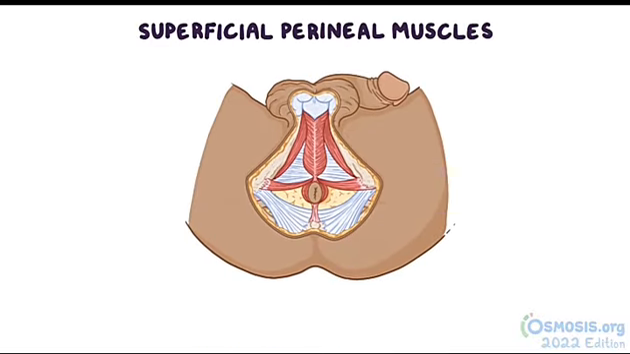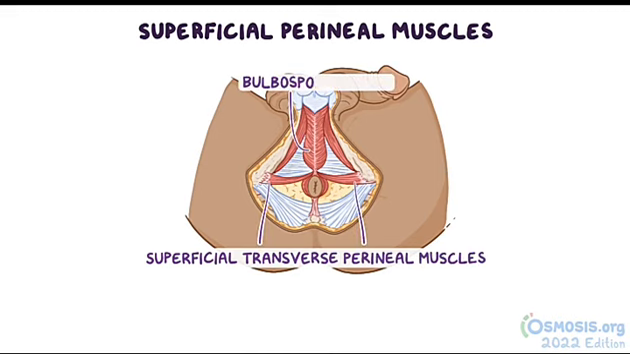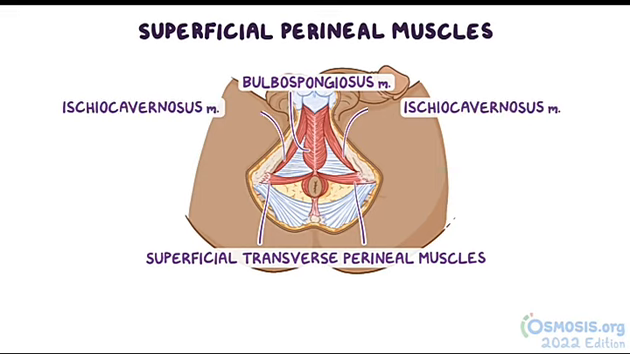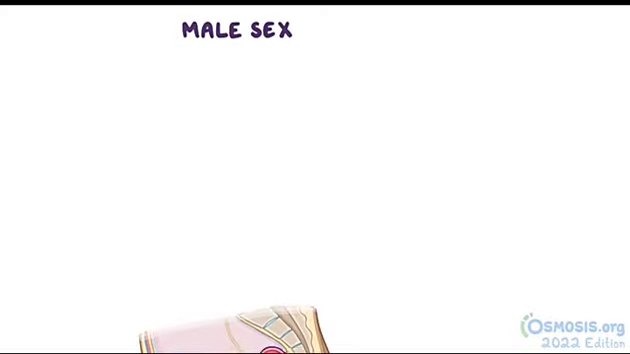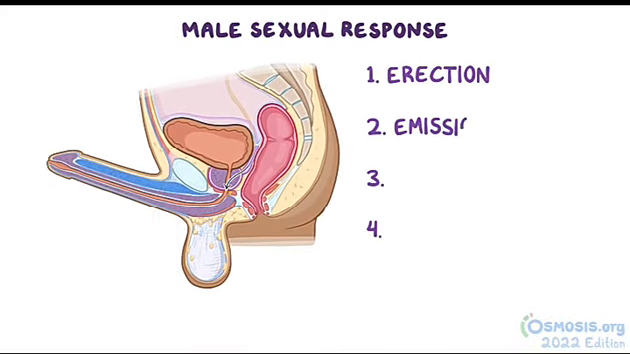The male superficial perineal pouch houses three pairs of muscles: the superficial transverse perineal muscles, the bulbospongiosus muscles, and the ischiocavernosus muscles. Finally, the male sexual response has four stages, called erection, emission, ejaculation, and remission.